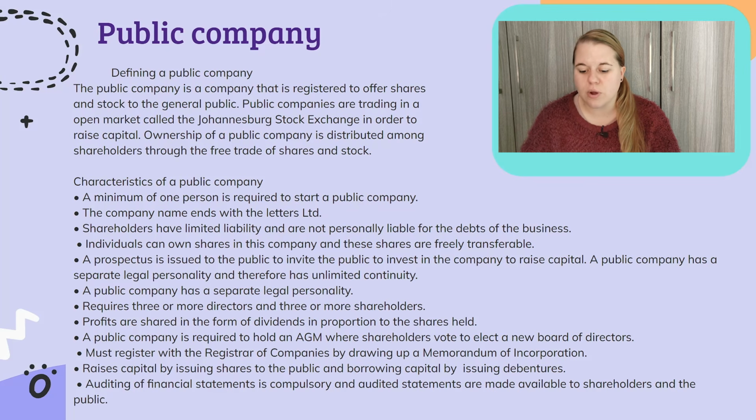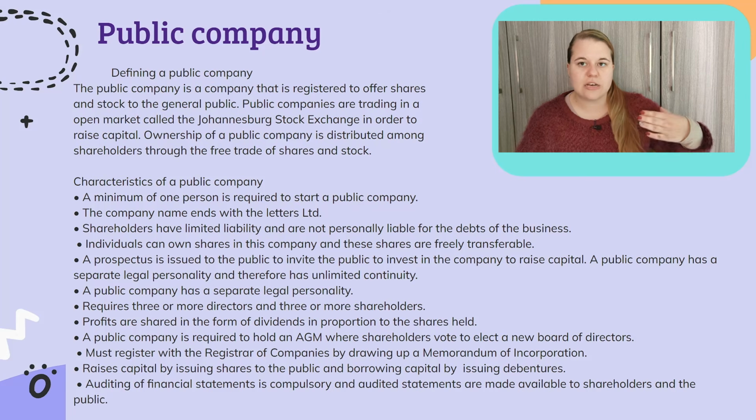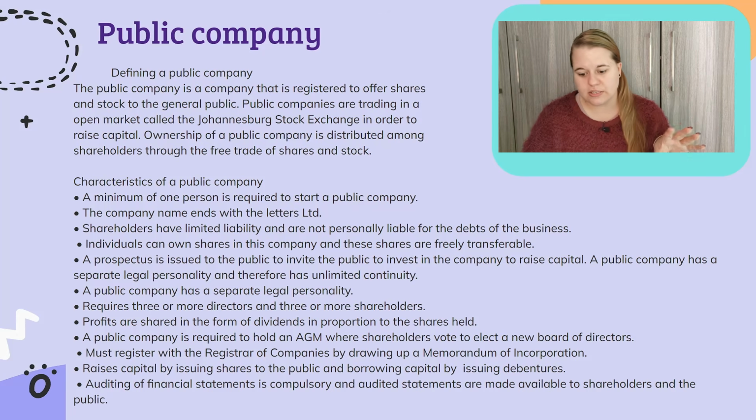A public company is required to hold an annual general meeting where shareholders will elect a new board of directors. It must register with the Registrar of Companies by drawing up a memorandum of incorporation. Raising capital by issuing shares to the public and borrowing capital by issuing debentures. Auditing of financial statements is compulsory, and audited statements are made available to the shareholders as well as the public. So remember, because they can sell shares publicly, all of this now, the financial statements and all the audits are going to also be made available to the public as well.